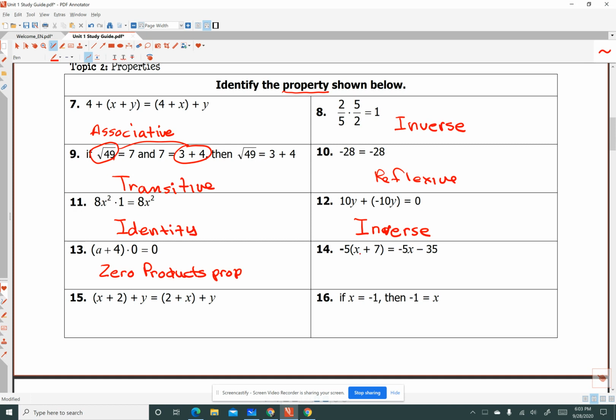Five times the quantity of x plus 7 equals, well, it's -5. -5 times the quantity of x plus 7 equals -5x minus 35. We're just multiplying over. That's, of course, the distributive property.